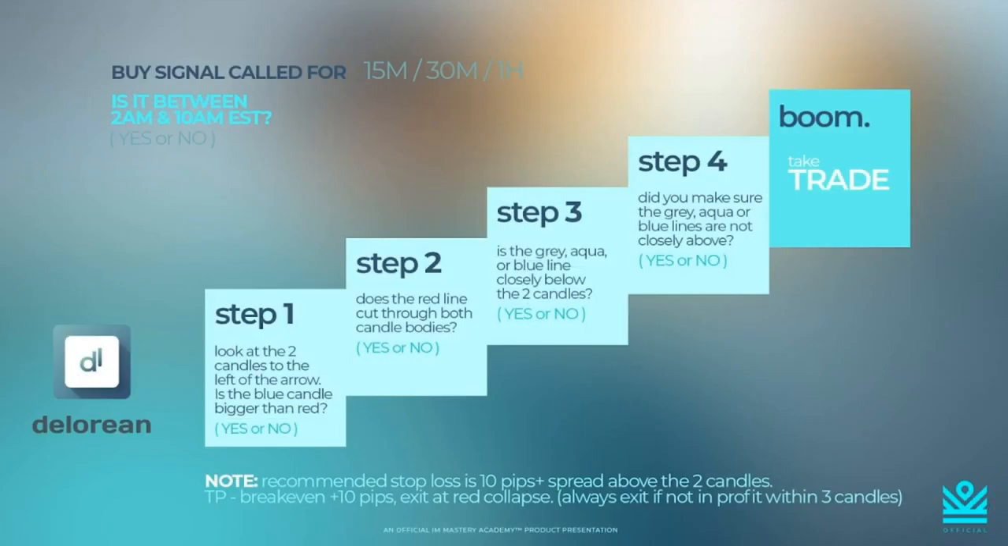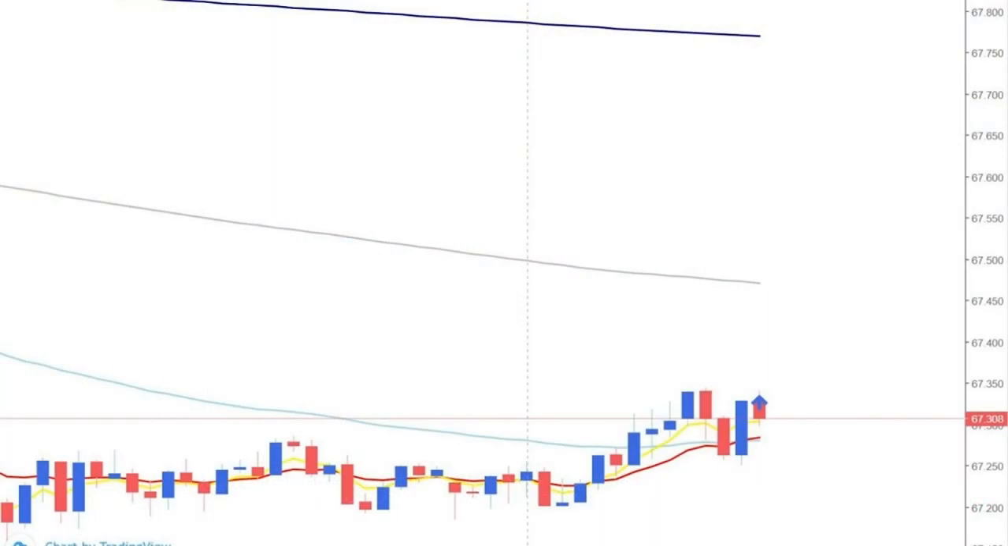Is the gray, aqua, or blue line closely below the 2 candles? Again, is the gray, aqua, or blue line closely below the 2 candles or cutting through them? Well, I see the blue line way up top. See the gray line smack dab in the middle, but I notice that aqua line cutting through those 2 candle bodies.